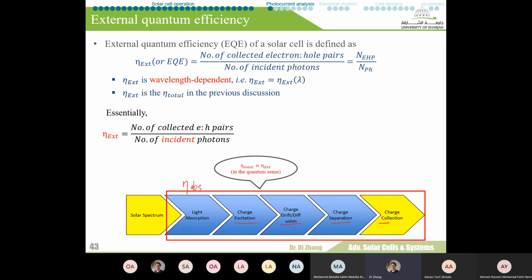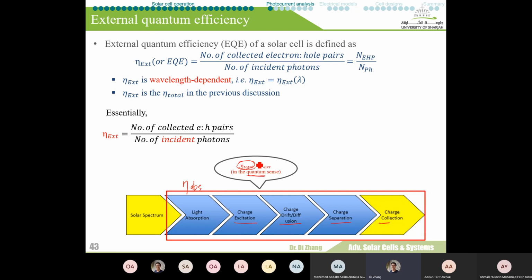All of these processes are equally important to the overall performance of the solar cells, which is why in the very beginning we were saying that we would like to come up with an overall or total efficiency that covers all these processes. At that time we said that we would like to define this total efficiency as a sort of quantum efficiency. Quantum means that you are talking about numbers.